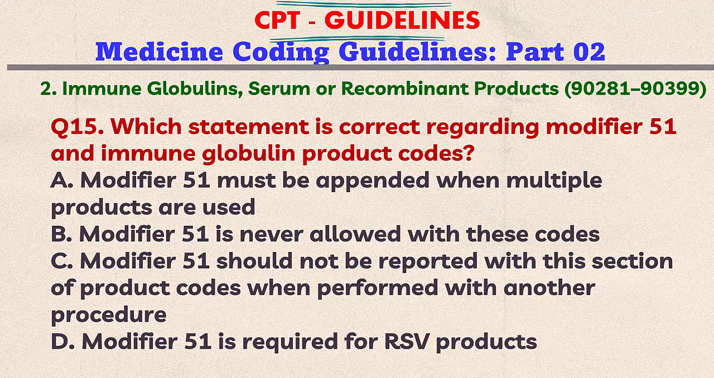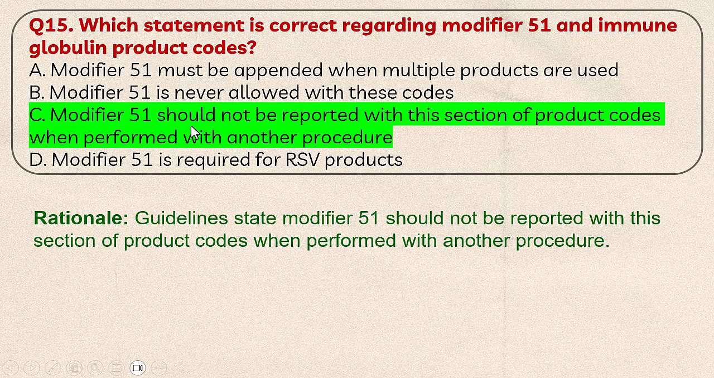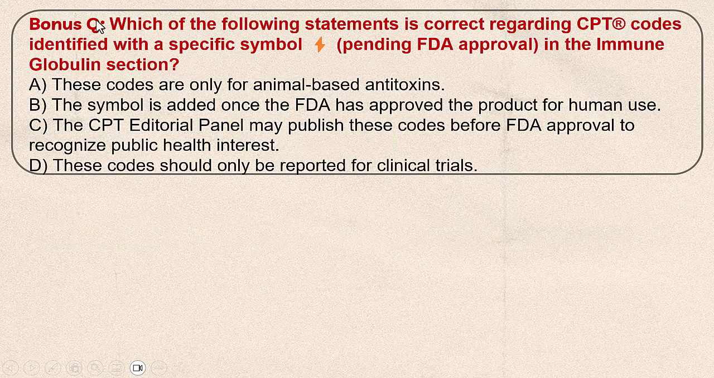Question number 15. Which statement is correct regarding modifier 51 and immune globulin product codes? A. Modifier 51 must be appended when multiple products are used. B. Modifier 51 is never allowed with these codes. C. Modifier 51 should not be reported with this section of product codes when performed with another procedure. D. Modifier 51 is required for RSV products. So think the answer. The correct answer is C. Modifier 51 should not be reported with this section of product codes when performed with another procedure. The rationale is the guideline states modifier 51 should not be reported with this section of product codes when performed with another procedure.